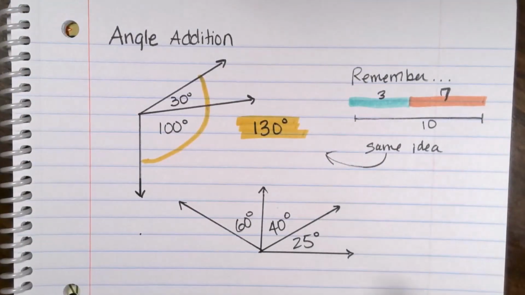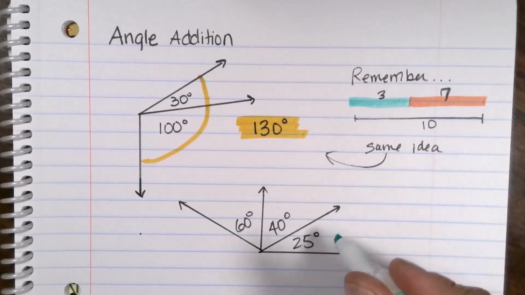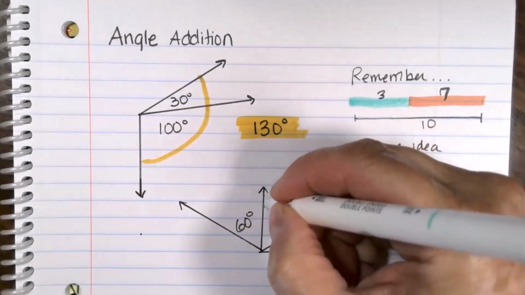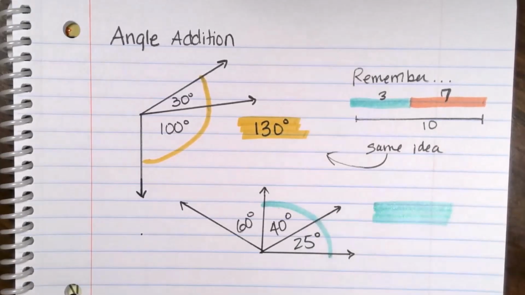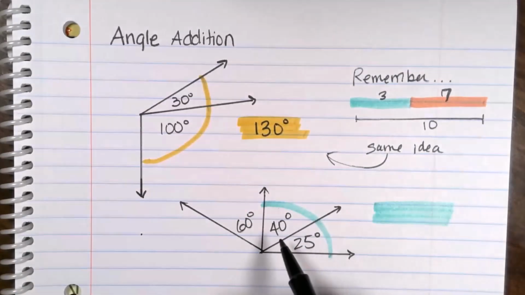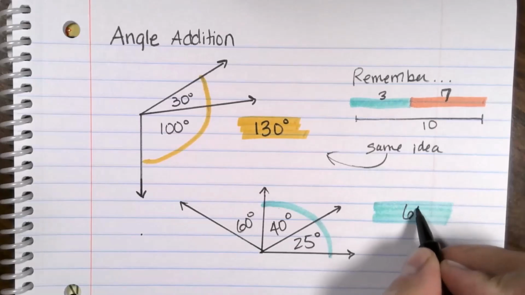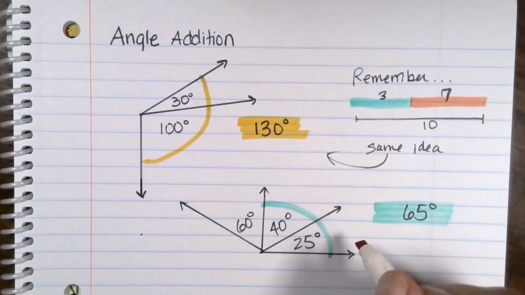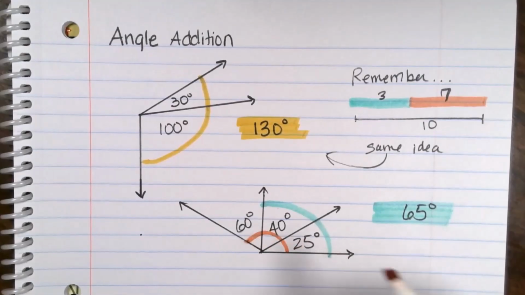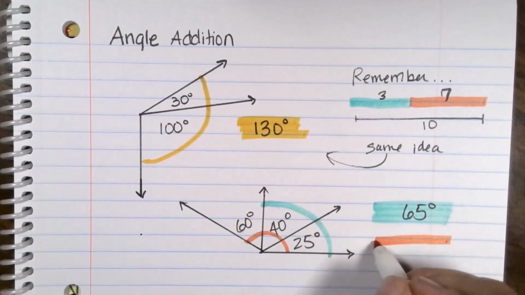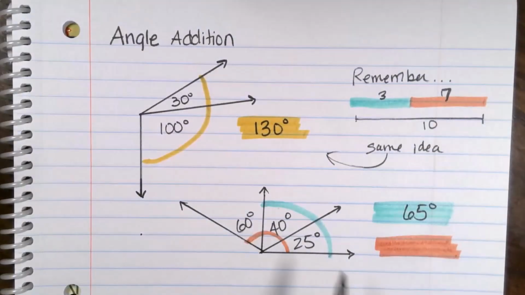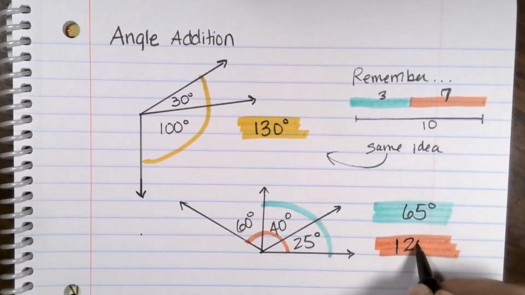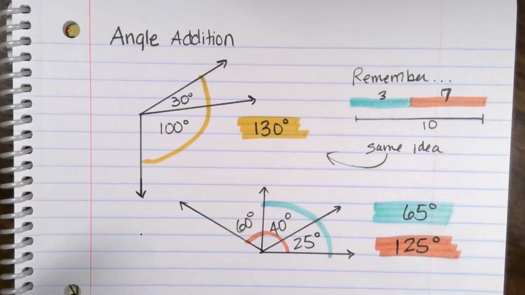So the question is how big is maybe this angle? How big is that one? And so you would just add those two together. 40 plus 25 is 65. And then somebody might want to know, well, how big is the whole thing? What if you added all of them together? 60 and 40 is 100 plus 25, so this whole thing would be 125 degrees.